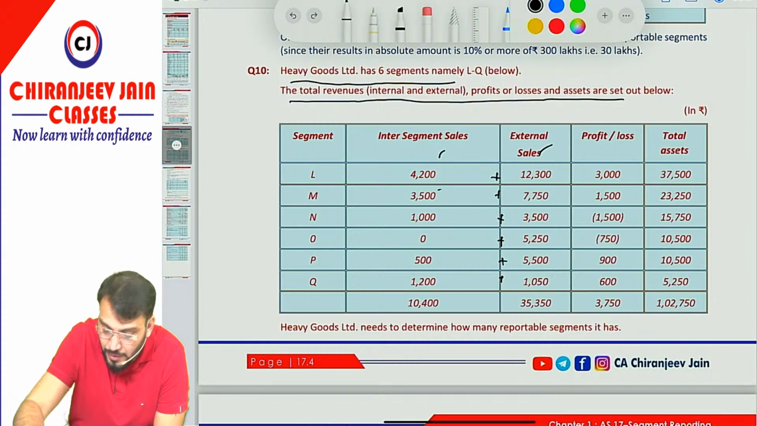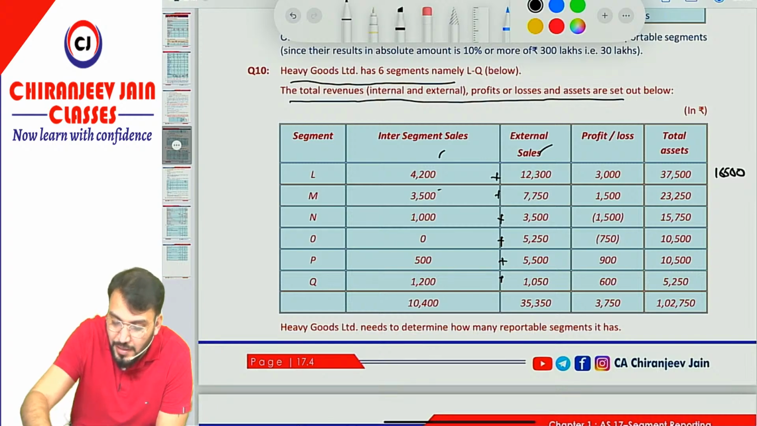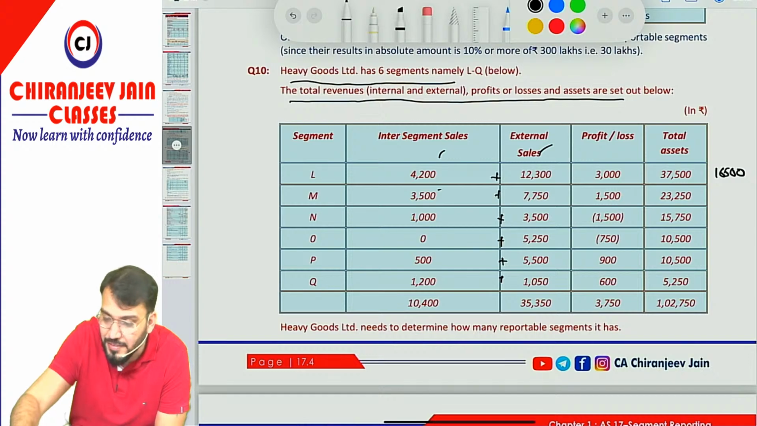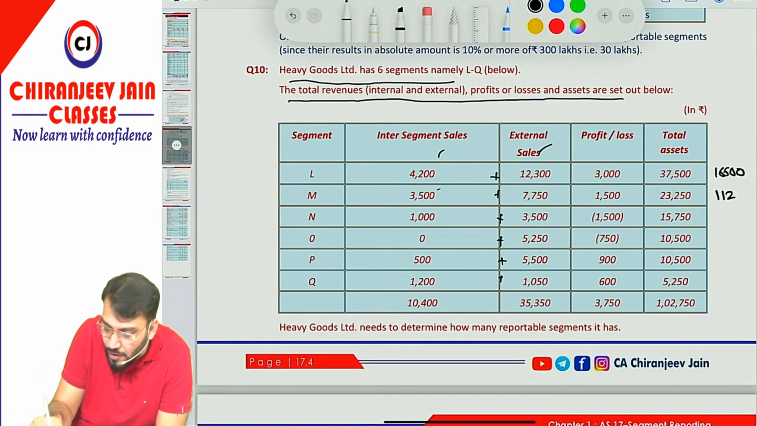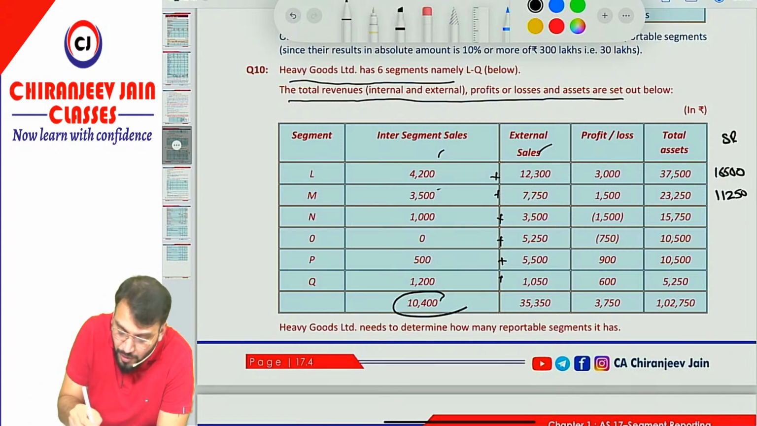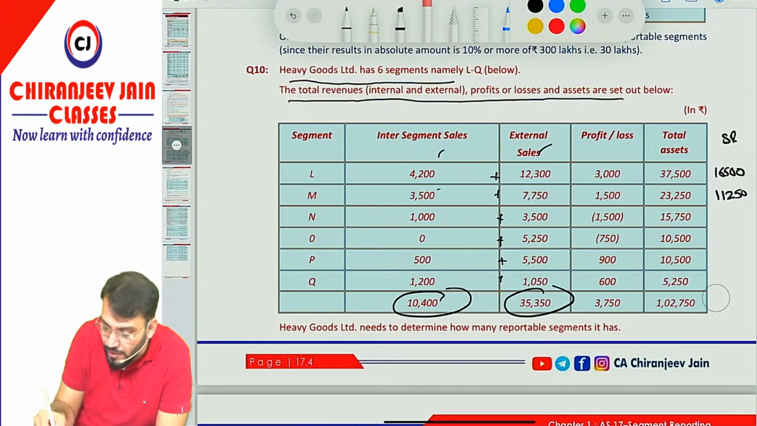4,200 plus 12,300. So total is coming what? 16,500. Then 3,500 plus 7,750. You can do total for all. So this becomes 11,250. So this becomes segment revenue. And this total is what? Check it. So that is 10,400 plus 35,350. It is coming how much?